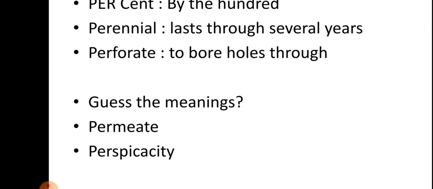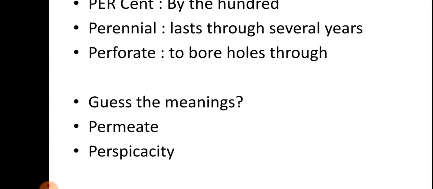And now can you guess the meanings of these two words, permeate and perspicacity? Permeate actually means to spread to every part of an object or a place. For example, the smell of leather permeated the room. That means it has spread to the entire room.